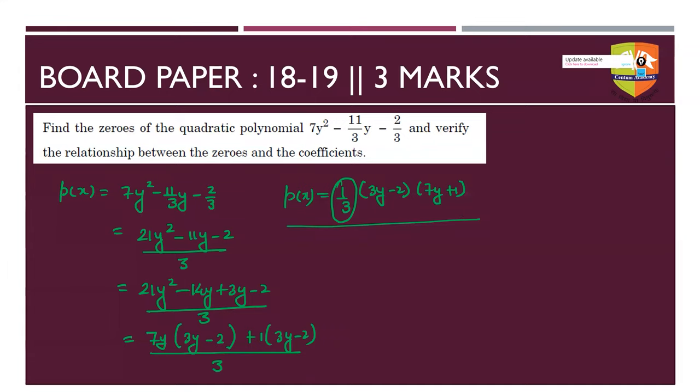1 by 3. So px is this much. Correct? Now they're asking zeros. So zeros are y is equal to 2 upon 3, and y is equal to minus 1 upon 7. Okay. Sum of zeros.